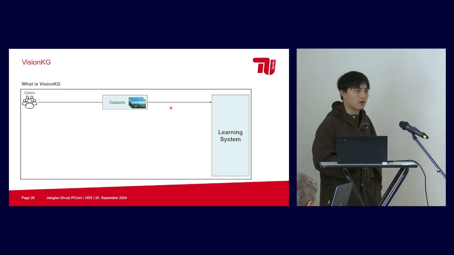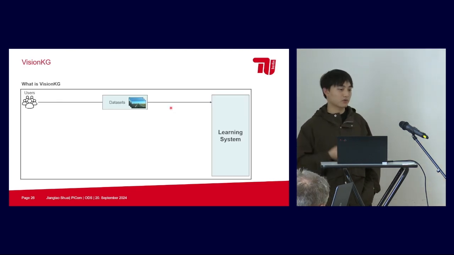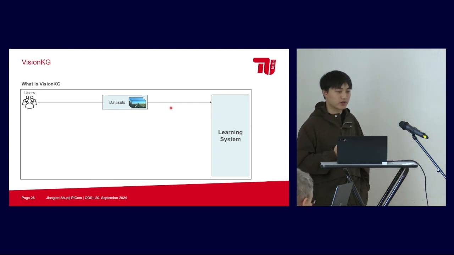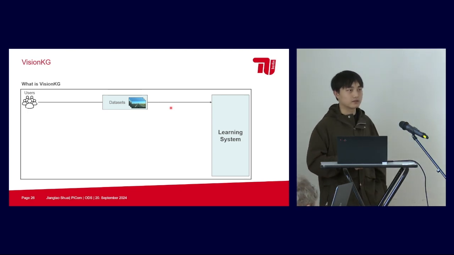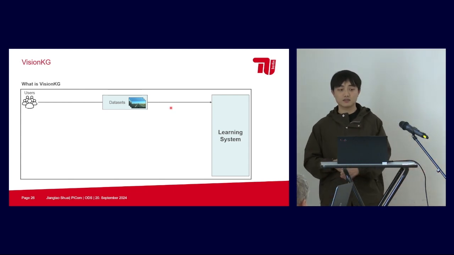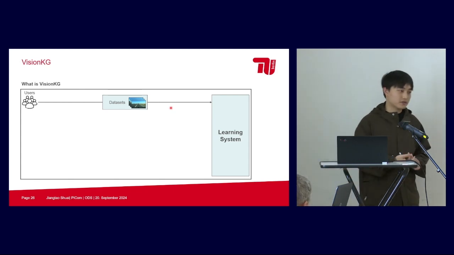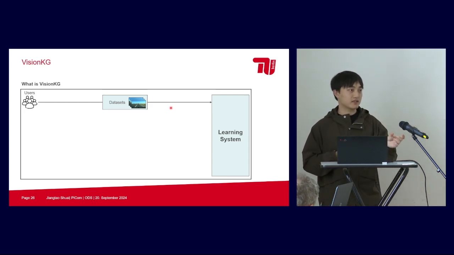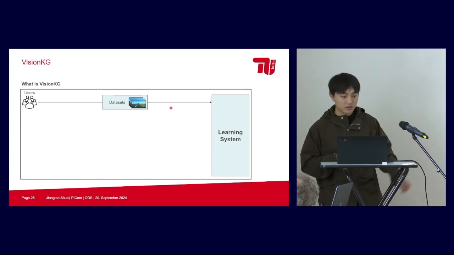So what is Vision KG, why do we need it, and what can it help us with? Imagine the traditional use case when you want to train a model with some public data set. There are many, many different public data sets. The users, engineers or researchers need to pick the data set by themselves carefully. If the data set is wrong, your model is definitely wrong.